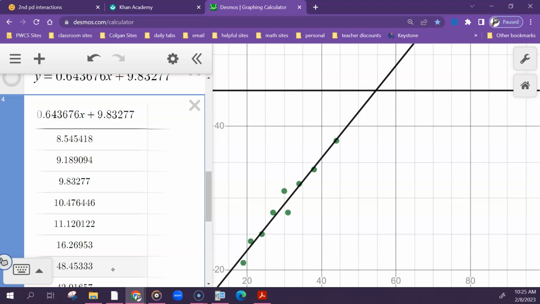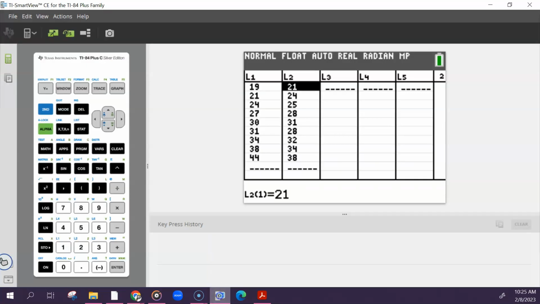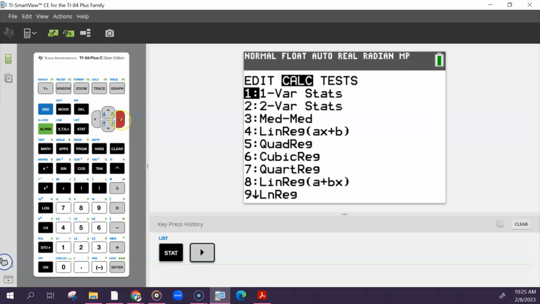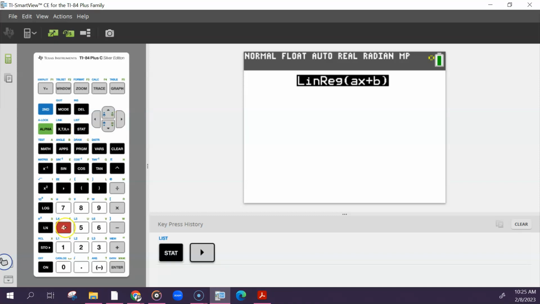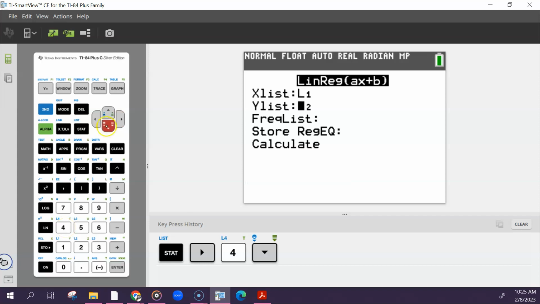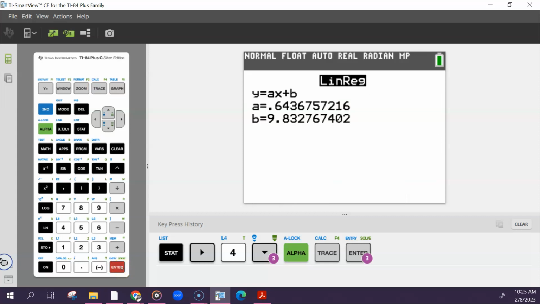So now I'm going to switch gears and do it on the calculator just in case you were using that. So just like Desmos, you'd have to go into stat, put it in. Go into stat, scroll over to calculate, go down to linear regression, number 4. Go down to store regression and alpha trace. And then calculate it. You should get the same equation as we did on Desmos. And again, the rounding was fine.